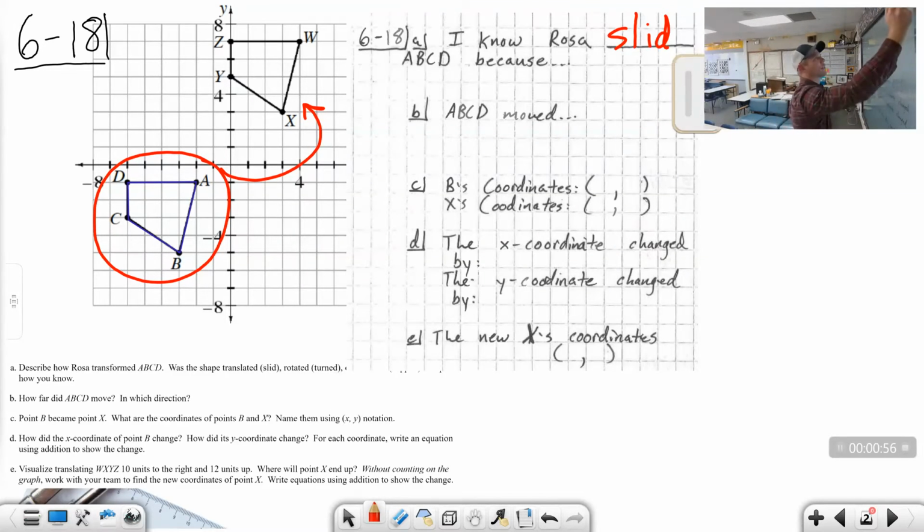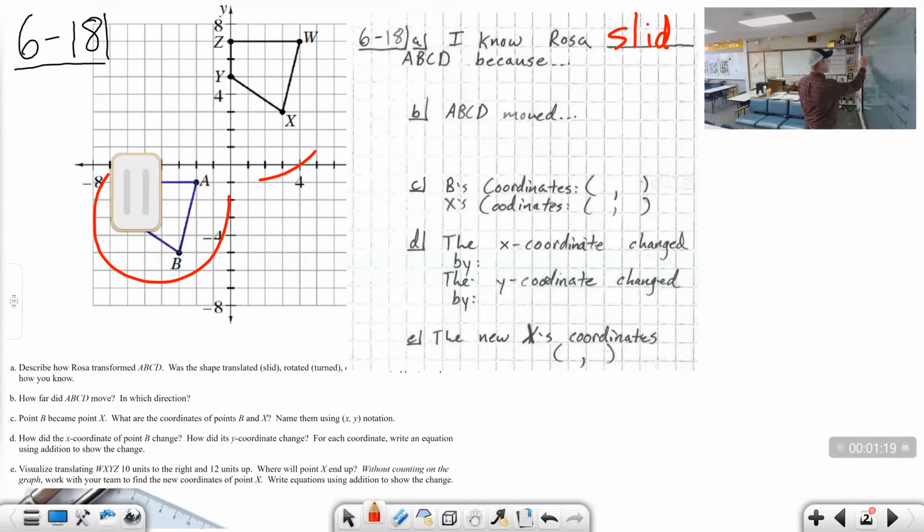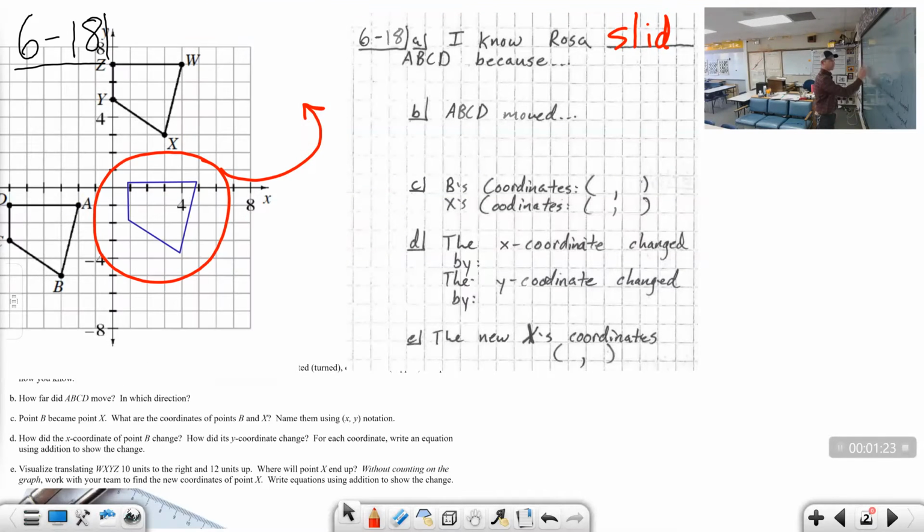Okay. Oh, I know Rosa slid, past tense. She slid this quadrilateral because I want you to notice it's pointing in the same direction. I know Rosa slid ABCD because it is pointing the same direction. That is the key with a slide. When you do a slide, here, let me perform a slide right here.